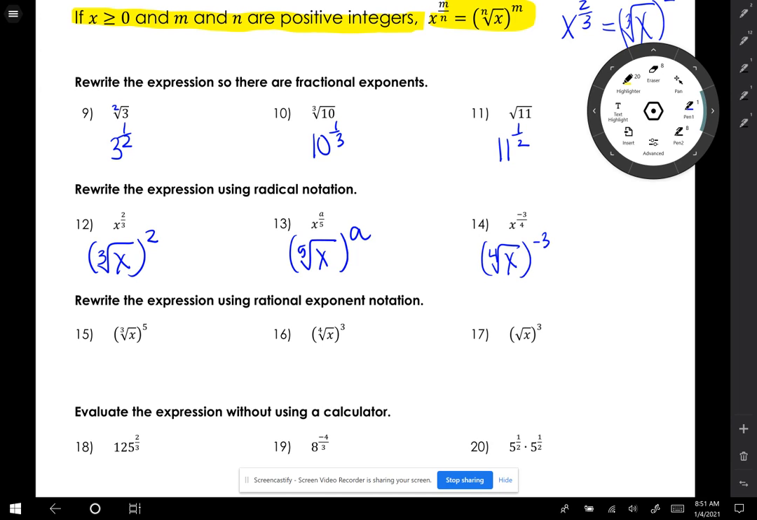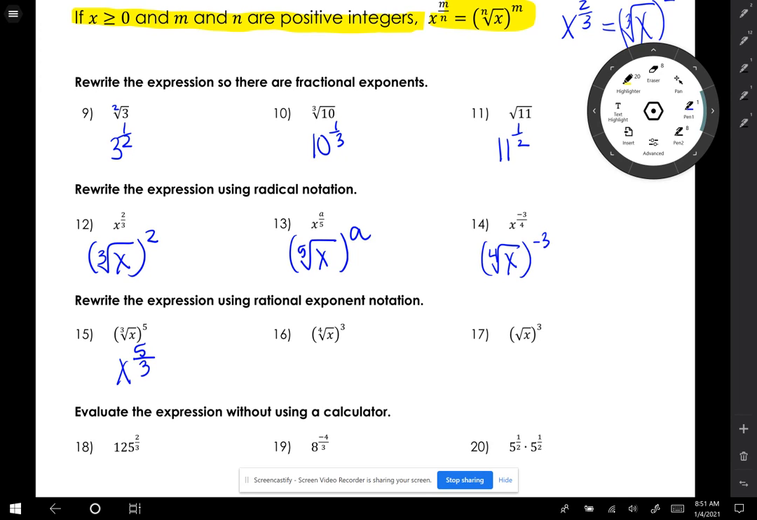Okay, so for 15 through 17, we're going to rewrite the expression using rational exponent notation. So that means we're going to rewrite these as exponents. So for the cubed root of x to the 5th power, if we want to change that root to an exponent, we would have the x, the 5 is the top number because it's to the 5th power, and then we create a fraction. So it'd be 5 over, since it was the cubed root, it'd be over 3. So x to the 5/3 is the same as the cubed root of x to the 5th power.